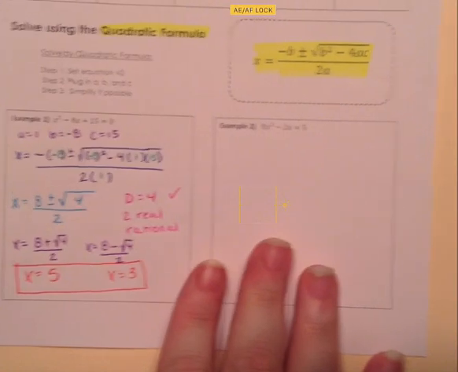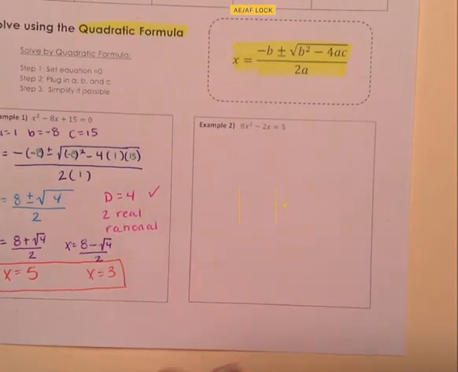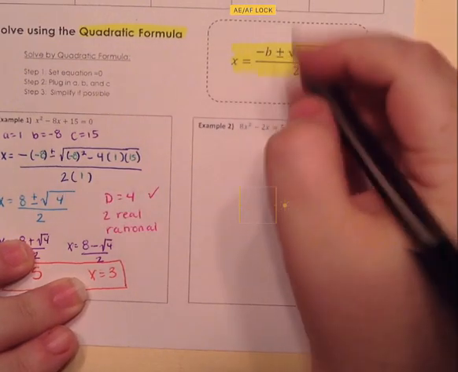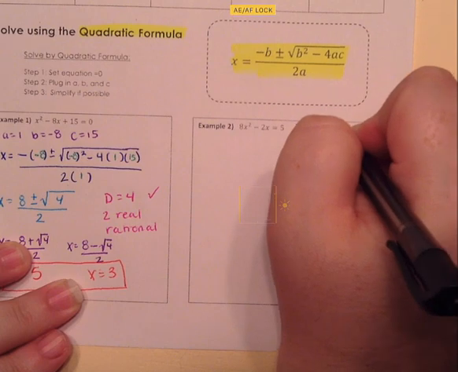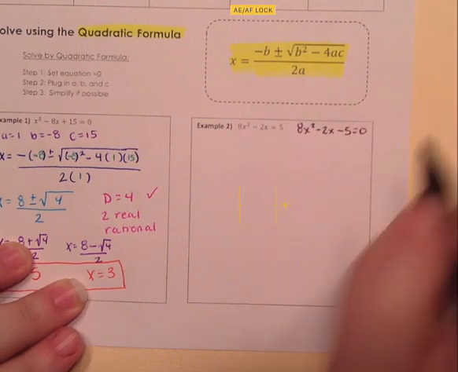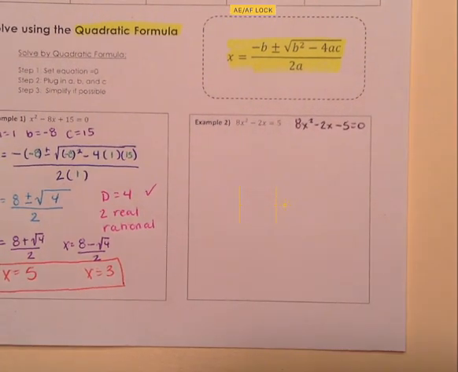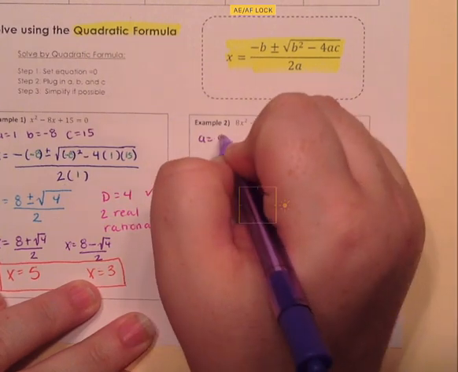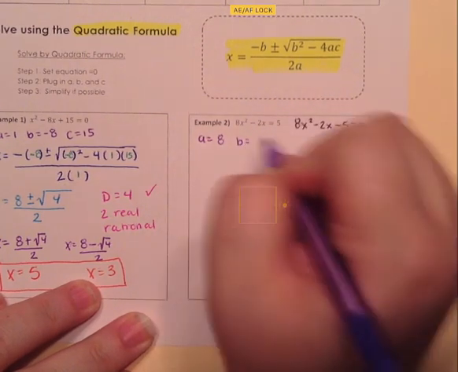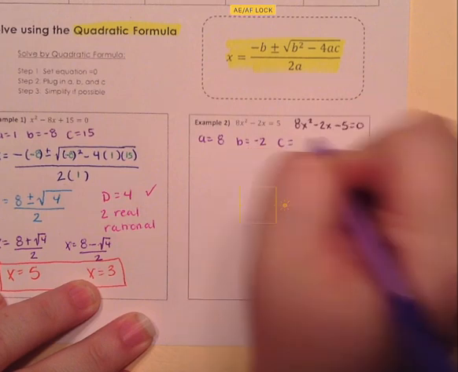On this next problem, you can see that it is not in standard form. It says 8x² minus 2x equals 5. So to put it into standard form, we have to subtract the 5 over to the other side. So now it should become 8x² minus 2x minus 5 is equal to 0. We're going to use the quadratic formula for this, so we're going to figure out our a, b, and c. Our a value is equal to a positive 8. Our b value is equal to a negative 2. And our c value is equal to a negative 5.